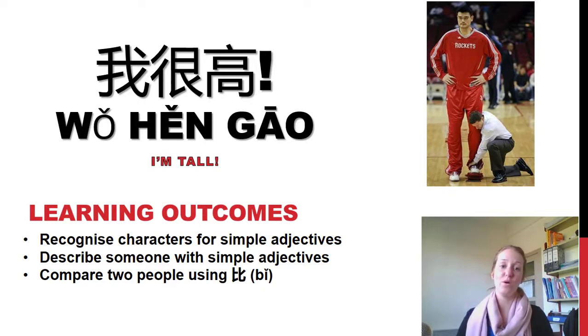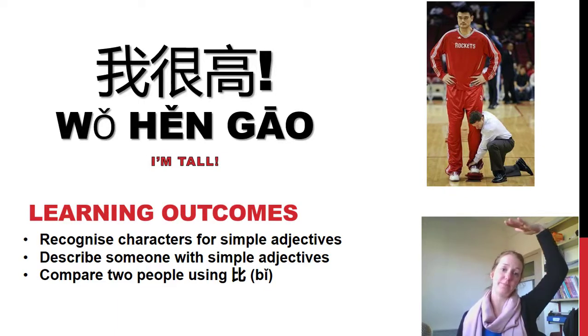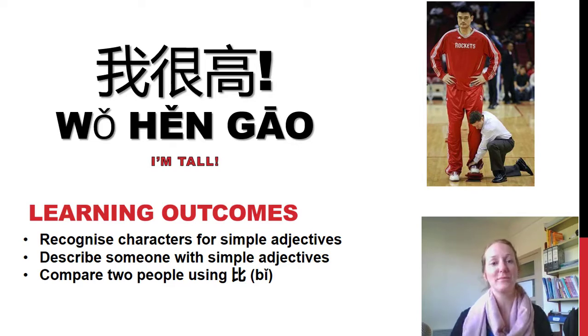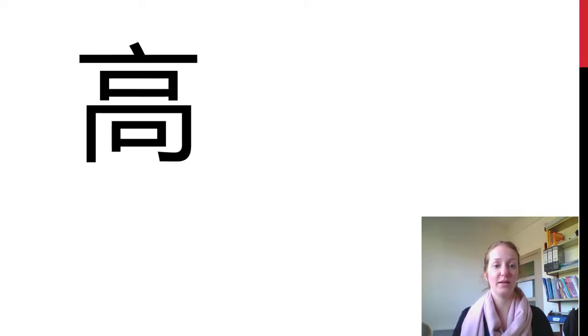大家好，我很高。The learning outcomes for this video are to recognize characters for simple adjectives, describe someone with simple adjectives, and compare two people using 比. First adjective, 高.